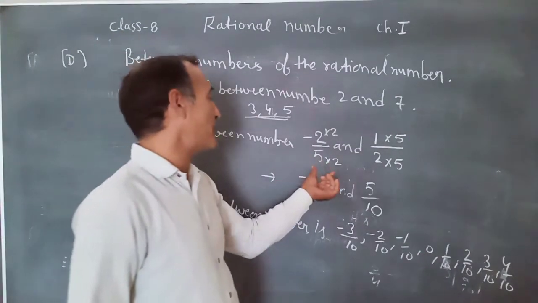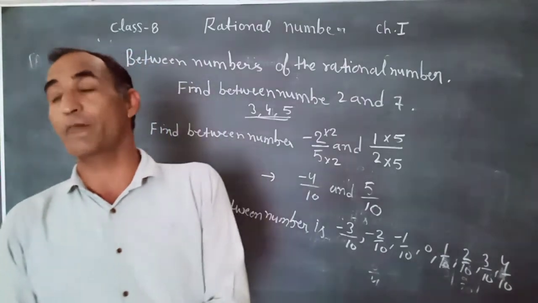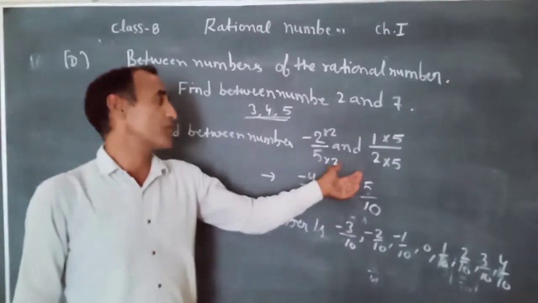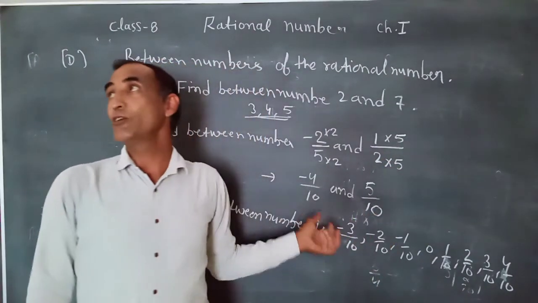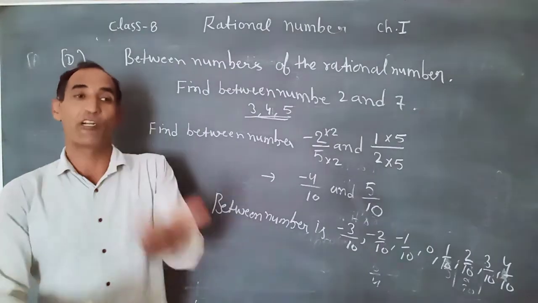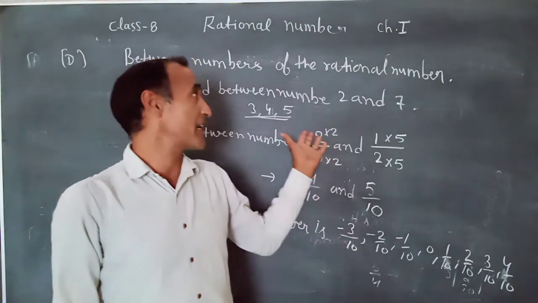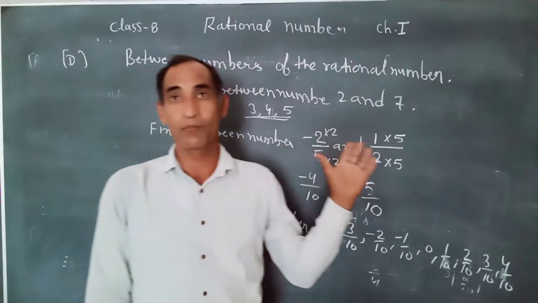The LCM of 5 and 2 is 10, but a bigger common denominator is 20: 5 times 4 is 20, 2 times 10 is 20. So we take a larger denominator and find more numbers. So this is our explanation of rational numbers, chapter 1, class 8th.